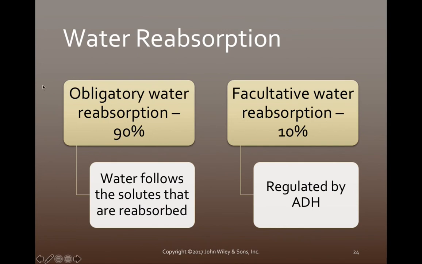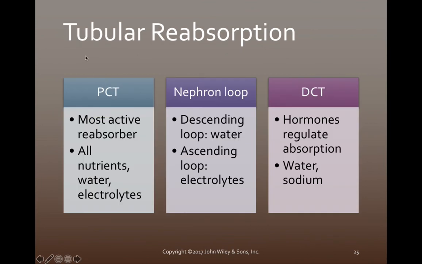We're going to break down both of these types of water reabsorption in much more detail throughout the remainder of this presentation, but I first want to go into the tubular reabsorption that takes place in the proximal convoluted tubule, the loop of Henle, as well as the distal convoluted tubule.